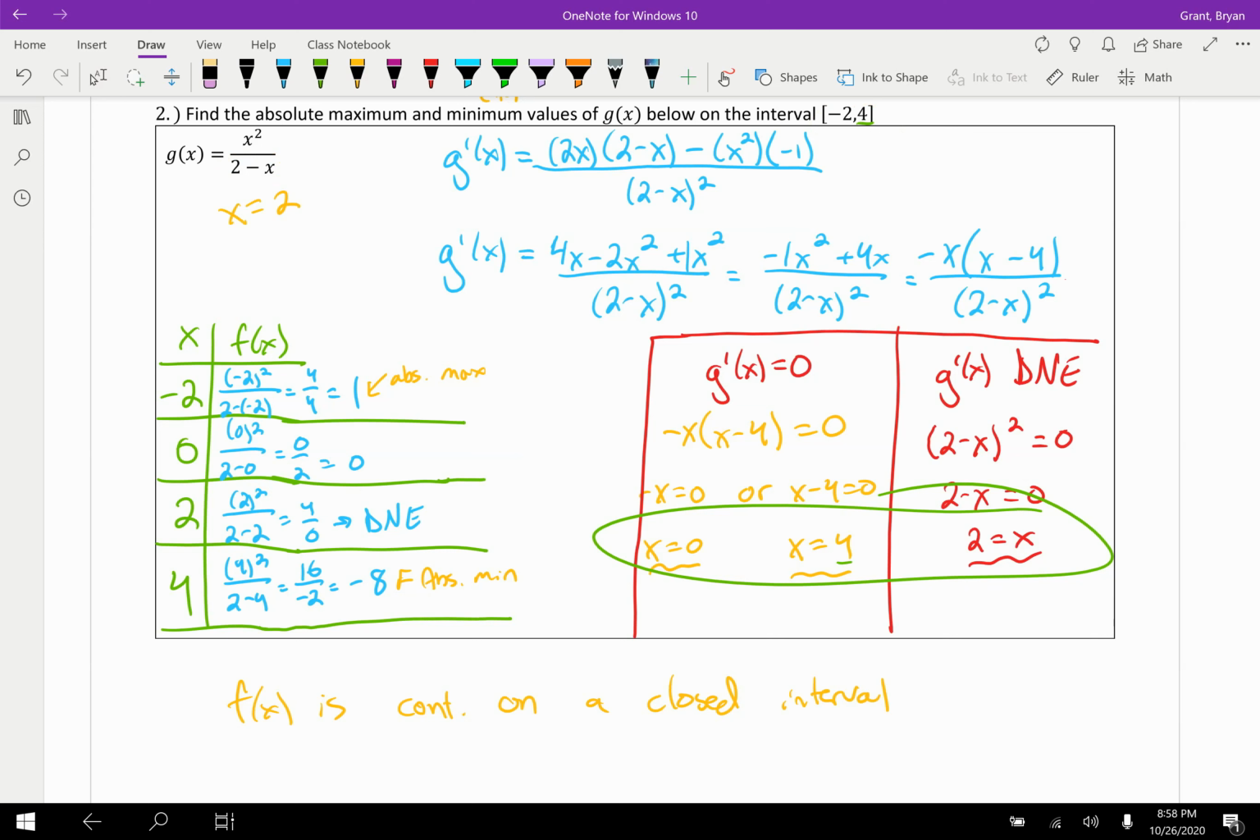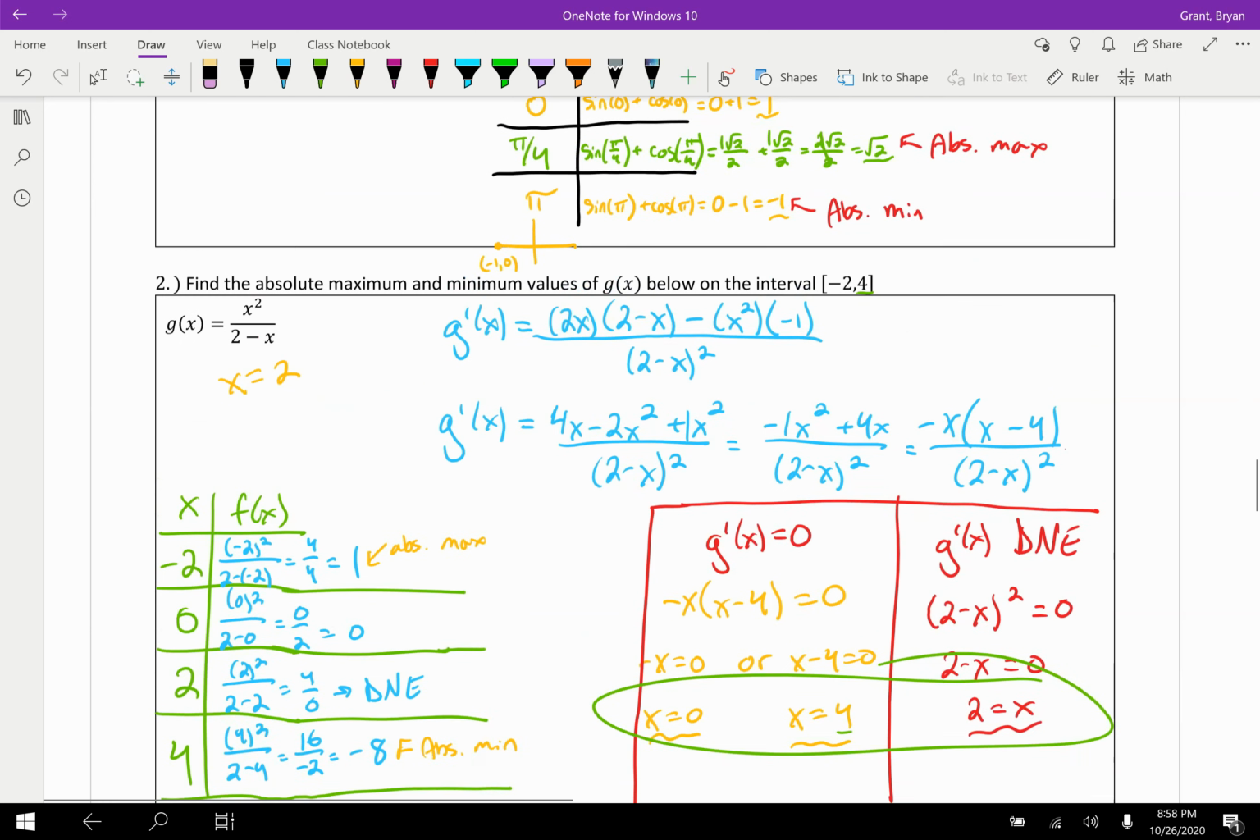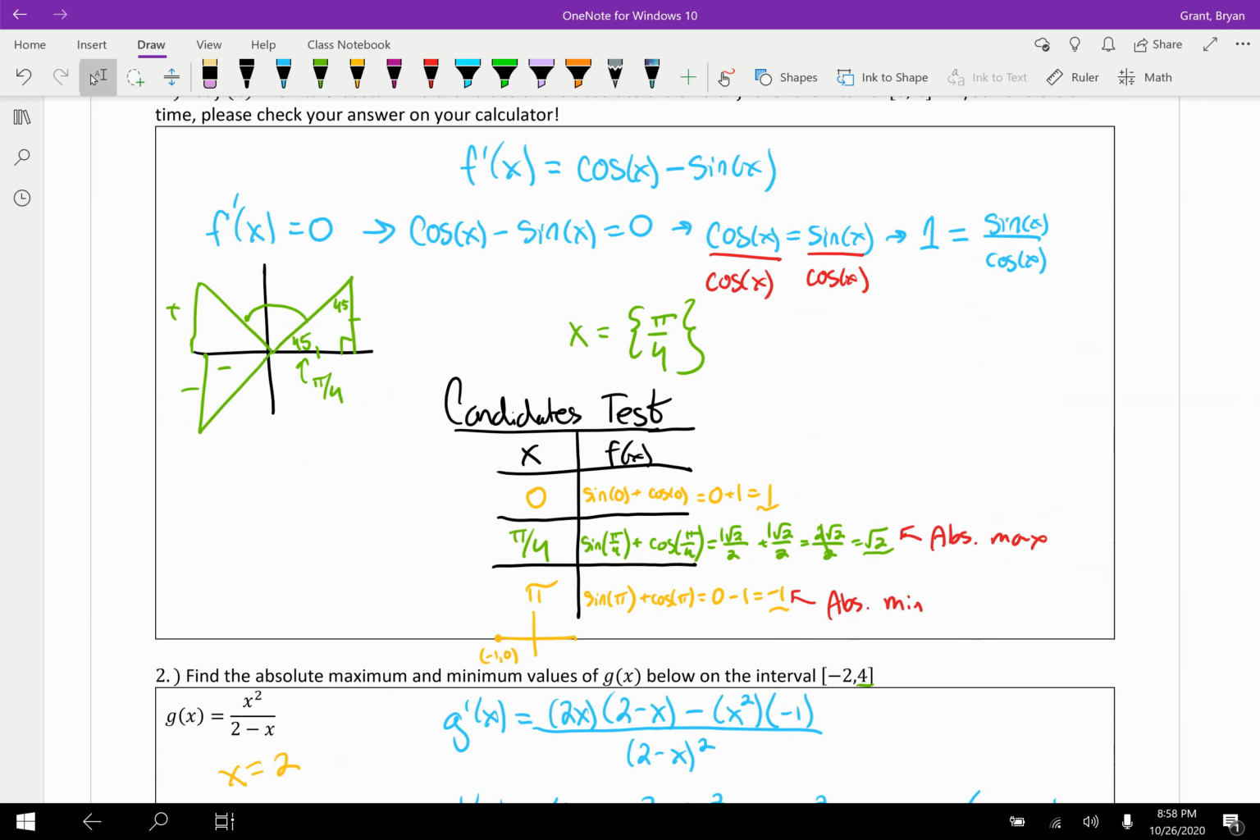Now, will the AP exam try to fool you with that? No, almost certainly not. I've never seen it happen. But is it good to remember that our function has to meet certain criteria to use a test or a theorem? Absolutely. And if it was continuous, this is exactly what we do. It's not, sad day, but either way, I think you are well prepared to tackle the candidates tests and critical points.